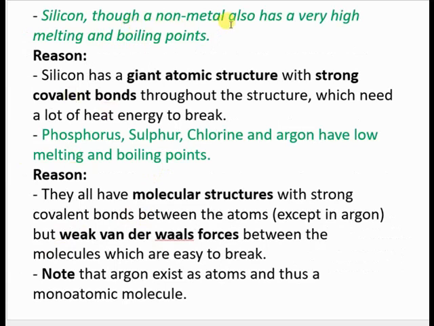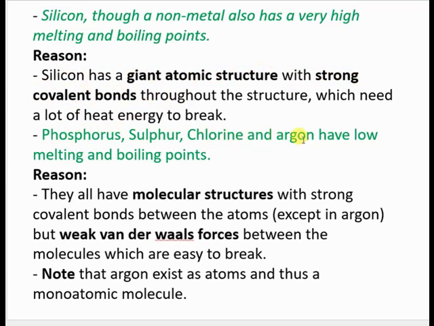Silicon, a metalloid, has a very high melting point and boiling point. The reason is that silicon has a giant atomic structure. Like I said, boiling point and melting point depend on the structure of an element. Silicon has a giant atomic structure which contains strong covalent bonds that require a lot of heat to break. Therefore, it has a very high melting point.